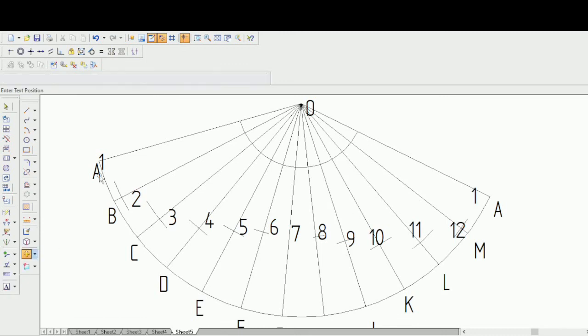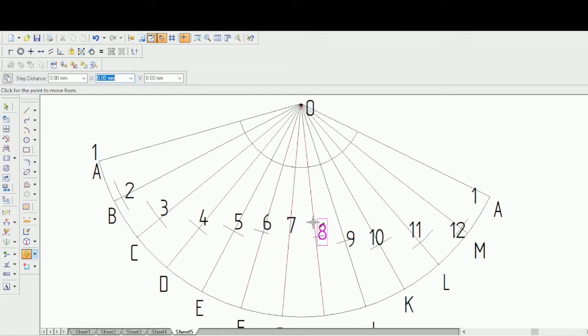Okay, so now let's try to move those points nearer to those points itself, nearer to wherever that arc is cutting that line. 1, 2, 3, 4, 5, 6, 7, 8, 9, 10, 11, 12, and 1. Okay, so now wherever possible, see that you're trying to join.